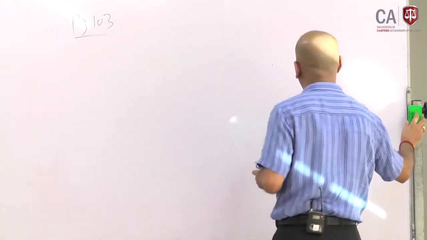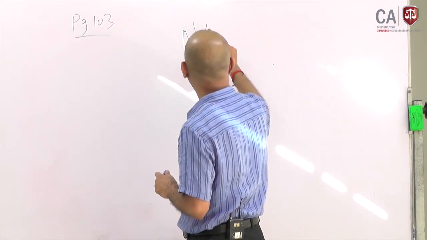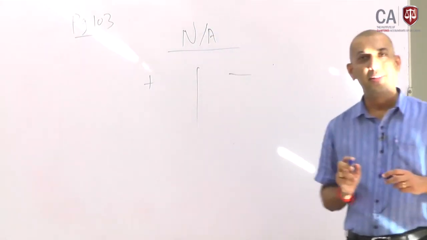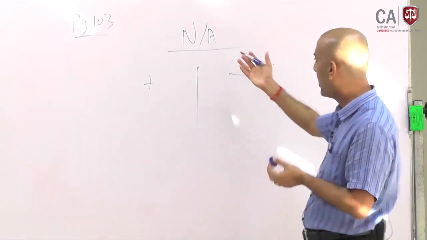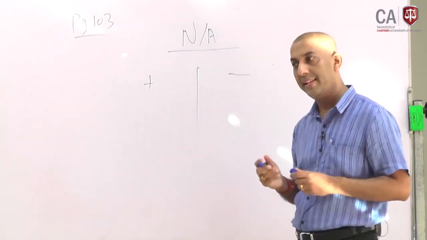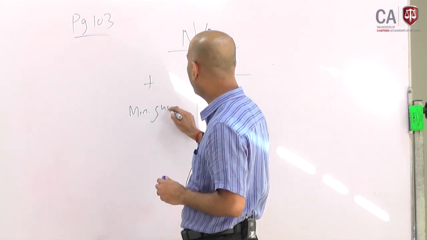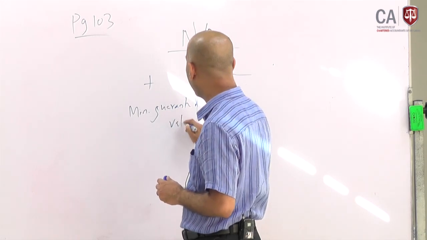Then in terms of net asset basis of valuation, what is the plus and minus? Since we are learning, there are many methods there. One method, the first method, we are talking about net assets. What is the plus and minus? Net asset basis of valuation gives you the minimum guaranteed value. What do you mean by minimum guaranteed value?